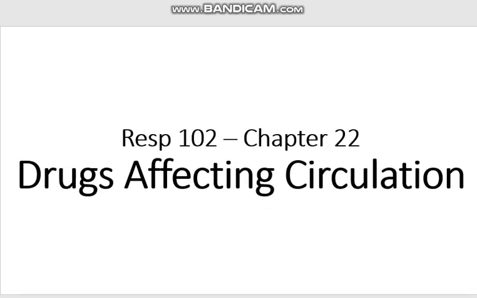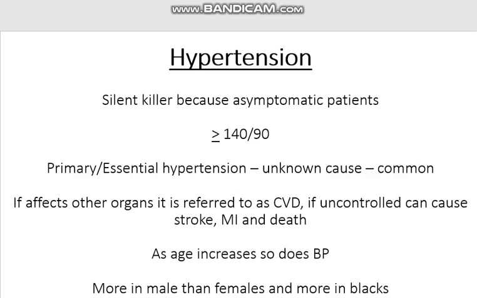RESP 102, Chapter 22. Drugs affecting circulation. Hypertension. Known as the silent killer because of its asymptomatic patients. Blood pressure greater than or equal to 140/90 is considered hypertension. Primary or essential hypertension is when there is an unknown cause, which is very common. If it affects other organs, it is referred to as cardiovascular disease. If it is left uncontrolled, it can cause stroke, MI, and death.